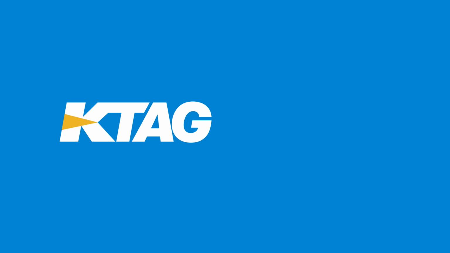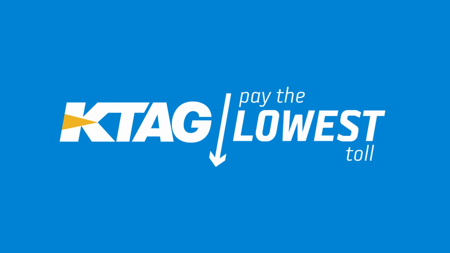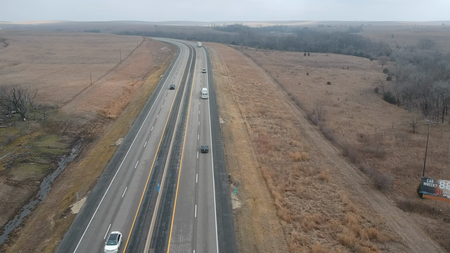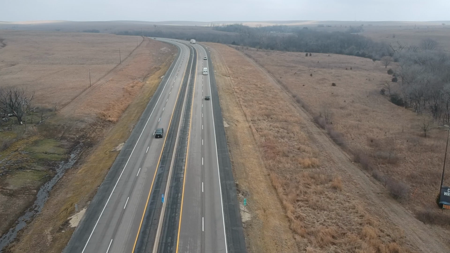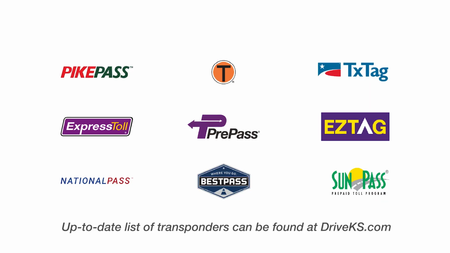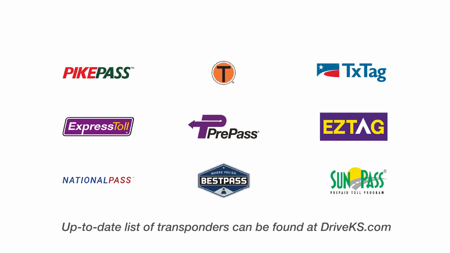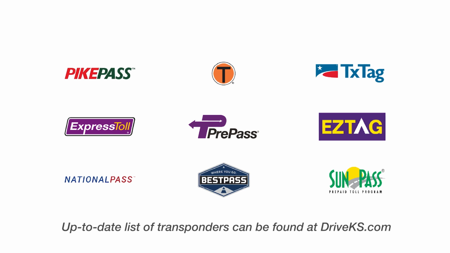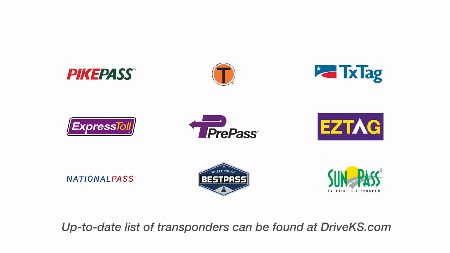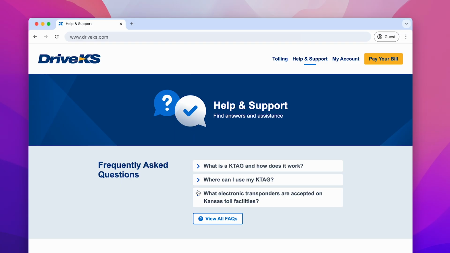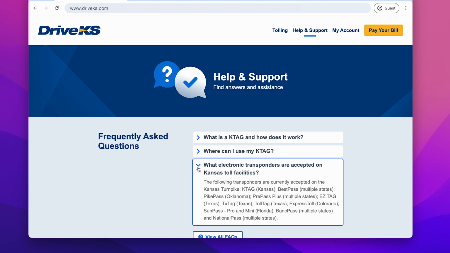You'll pay the lowest toll when you use a K-tag or compatible transponder, 50% less than image-based transactions. If you use a compatible transponder that is not K-tag, you will continue to be billed by your transponder's agency while saving 50% on Kansas tolls. Find which passes are accepted on driveks.com.